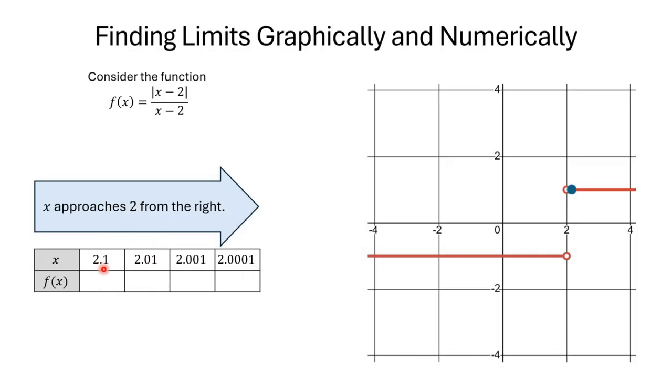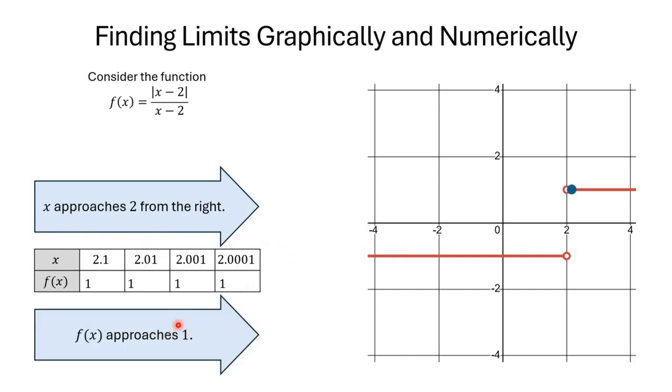Well, when you plug in 2.1, you get 1. Plug in 2.01, you also get 1. 2.001, you get 1 again. 2.0001, you get 1 again. We can approximate the limit as x approaches 2 from the right to equal 1. And the notation would say the limit as x approaches 2 from the right of f of x is equal to 1. All right, what does that mean?